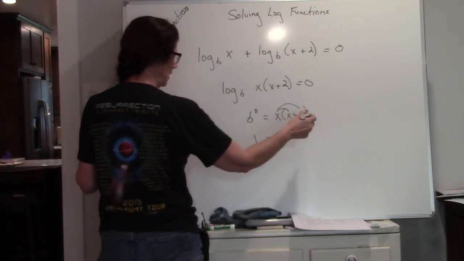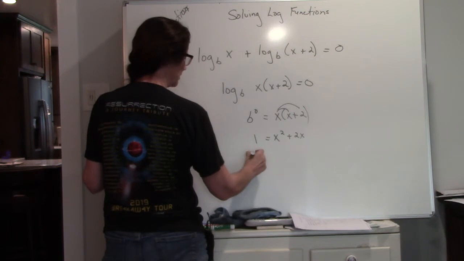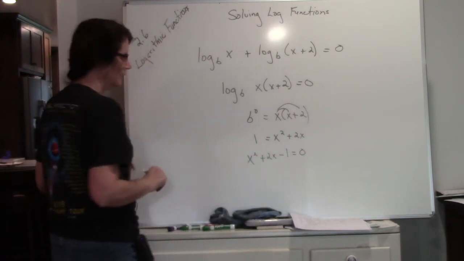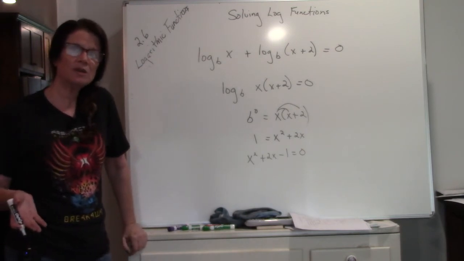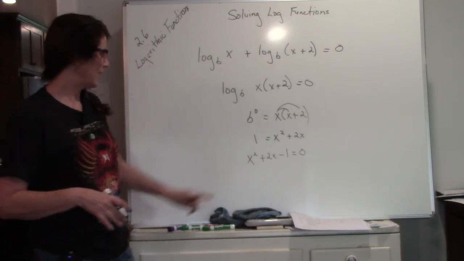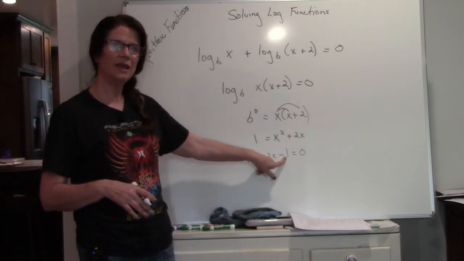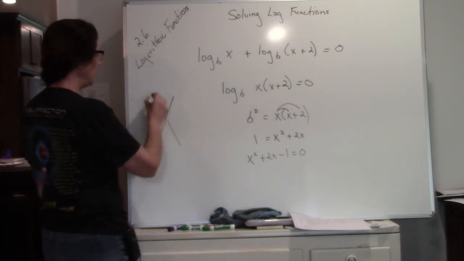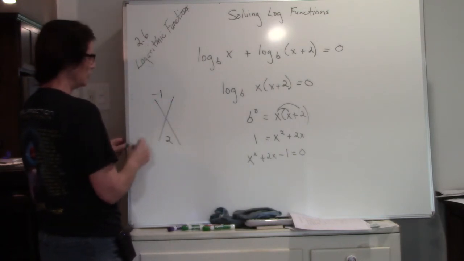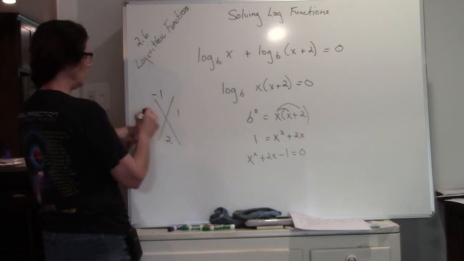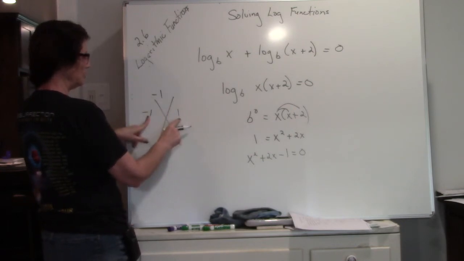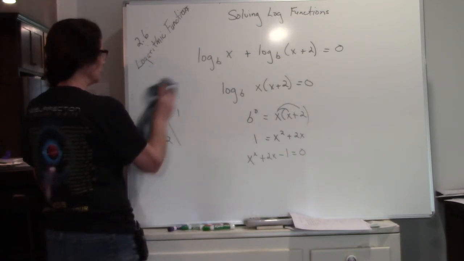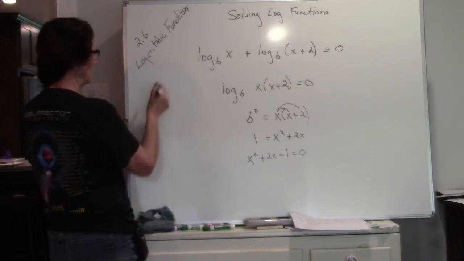And now I'm going to move my 1 over. So I have x squared plus 2x minus 1 equals 0. And now I can either use the quadratic formula or I can factor if I can factor. But the only way to get a negative product is one has to be negative, one has to be positive. So with factoring, in this particular case, it's not going to work because the only way to get negative 1 is negative 1 and positive 1. That does not add to 2. So the factoring won't work. So with this one, I have to use my quadratic formula.